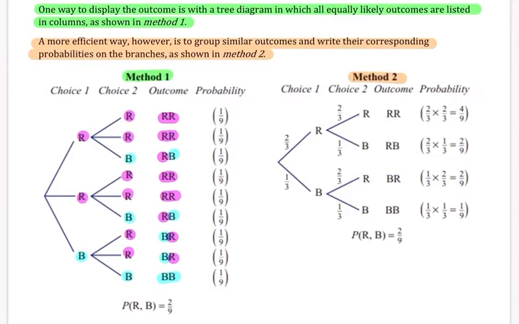So that means the probability of red-blue, well, there's 2 of those. So red-blue occurs here, and it also occurs here. So the probability of red-blue is 2/9 because it occurs twice.